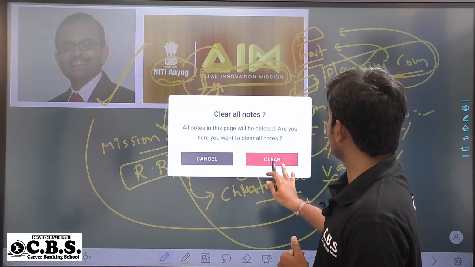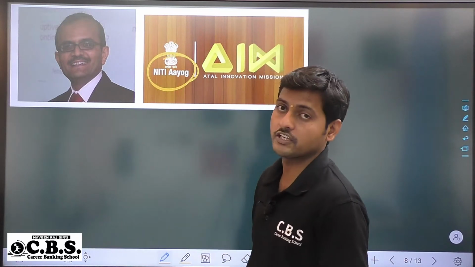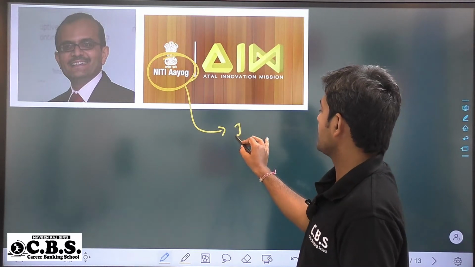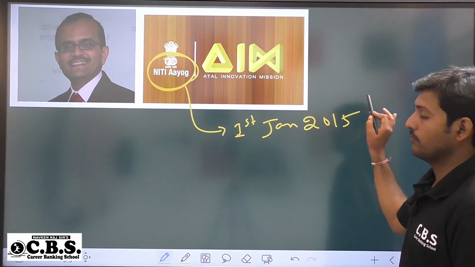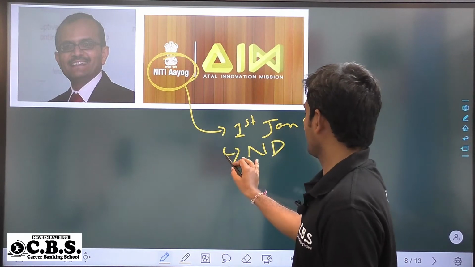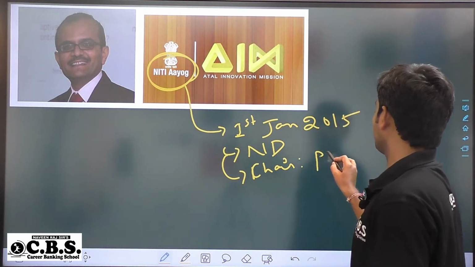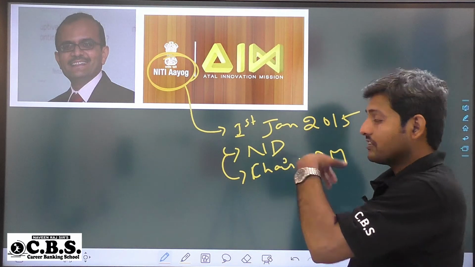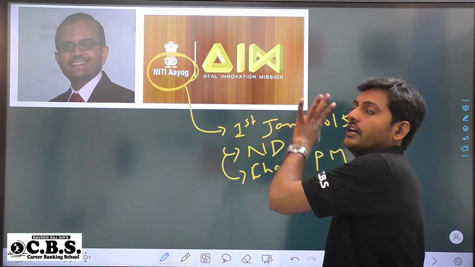So here NITI Ayog is very important from the examination point of view because it is the highest policy making body in India. NITI Ayog was established on 1st January 2015 in place of the Planning Commission. See, headquarters are located in New Delhi. The chairman of NITI Ayog is the Prime Minister of India. Okay, this is important. Whoever is the Prime Minister of India then becomes the chairman of NITI Ayog also.